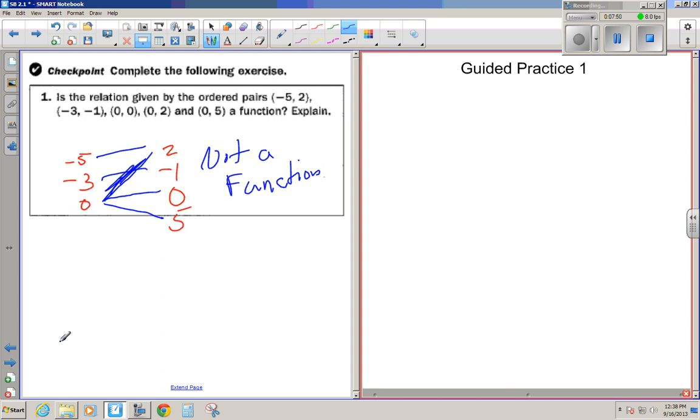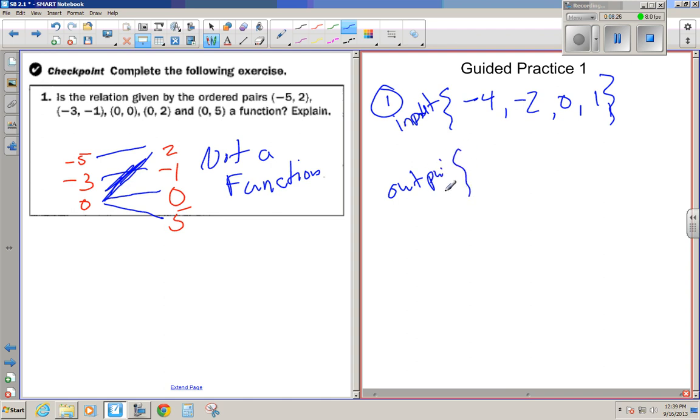Guided practice number 1, on page 73. It gives a set of ordered pairs. Inside the ordered pairs, the input, the x's, are negative 4, negative 2, 0, 1, and negative 2 repeats. If a number repeats, you don't write it twice. That's the input.